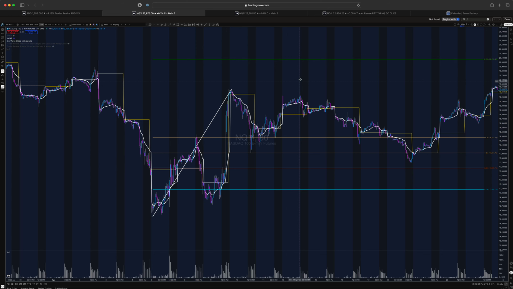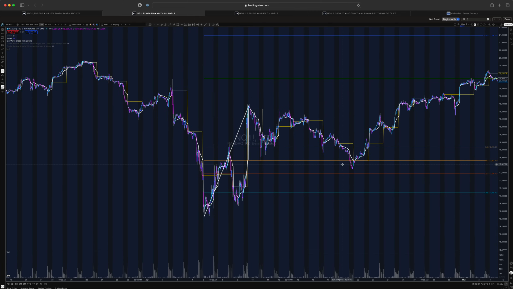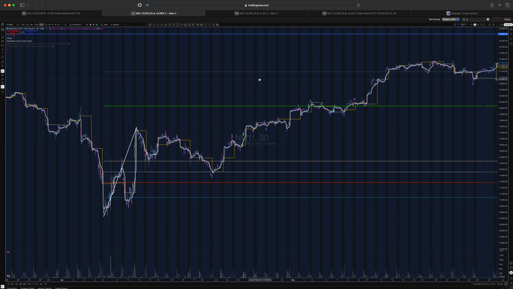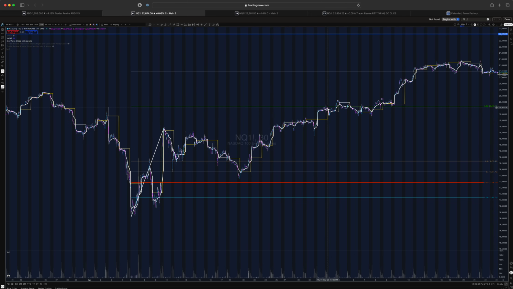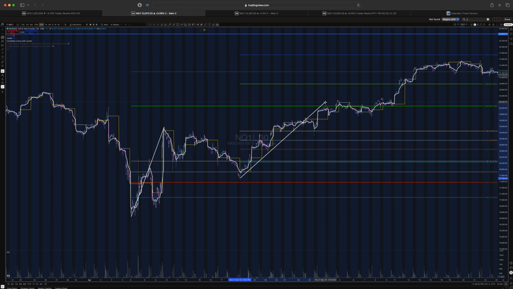This did not make a new high, so this is just a weak low. We end up coming back, sweeping this low, and pushing up to targets. So here we can see that we hit target there, and when we hit target, we draw our next traditional.